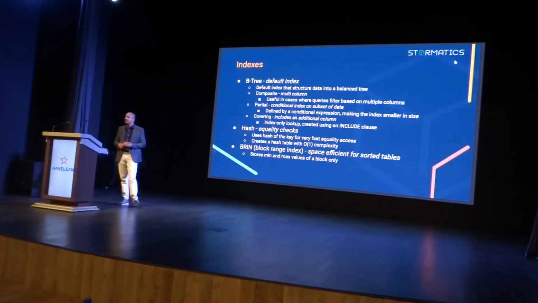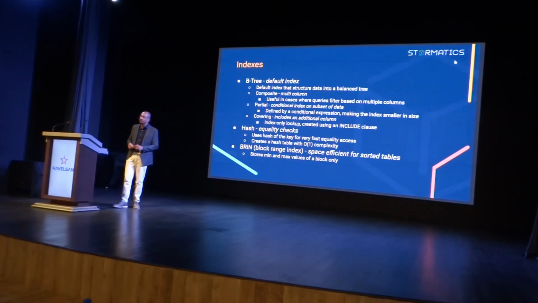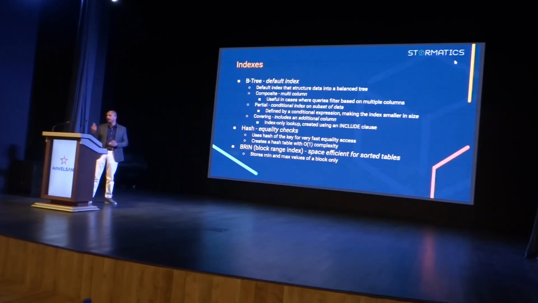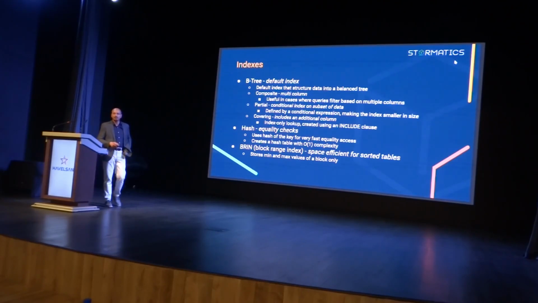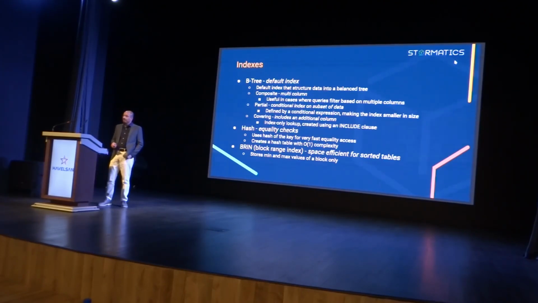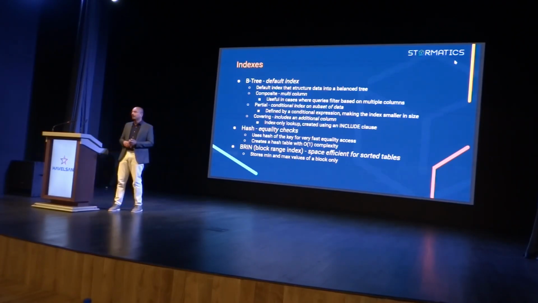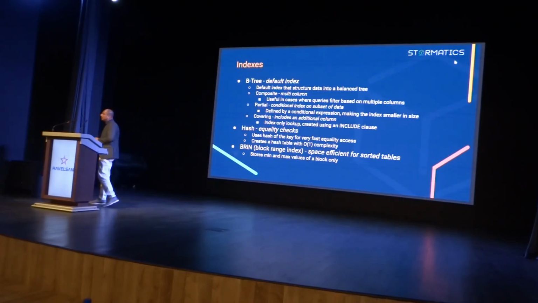The default index is the B-tree index, which is a balanced tree. That's the default index that Postgres is going to implement if you want to index a column. There are different types of B-tree indexes that you can implement. One of them is composite. If you have multiple columns that you are looking up, you can write a composite index that includes all of those columns. You can have a conditional clause that will only implement a partial index.